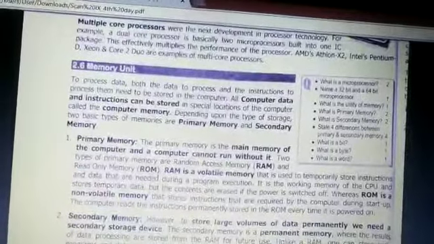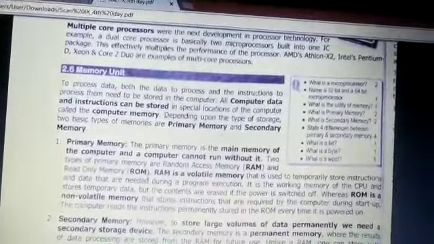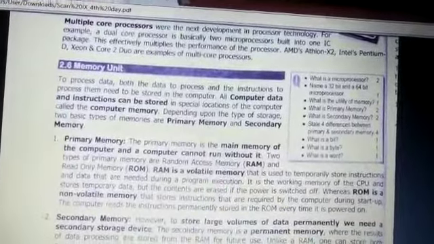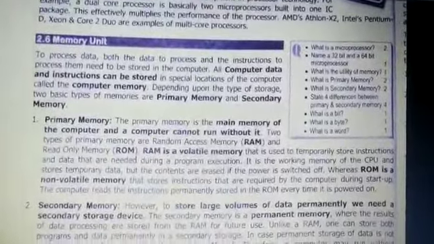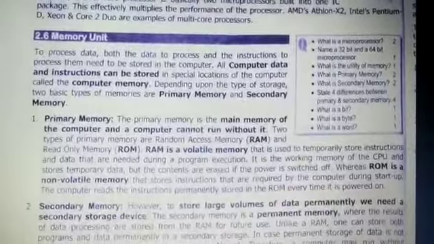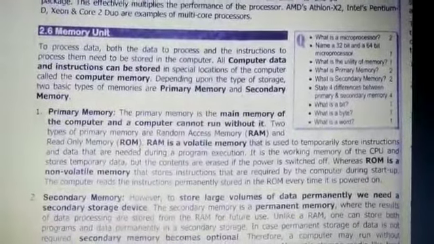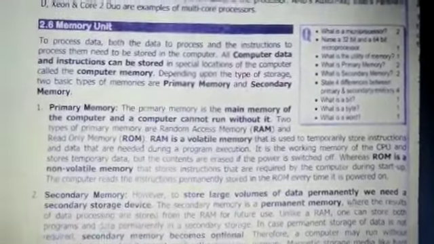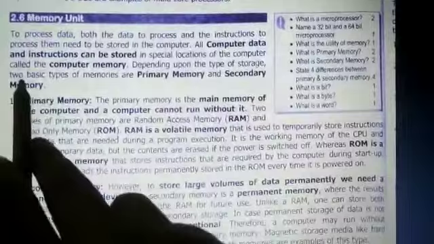in the computer. So all the computer data and instructions can be stored in a special location of the computer, that is called the computer memory. Depending upon the type of storage, we can classify our memory into two ways. One is primary memory and another one is secondary memory.